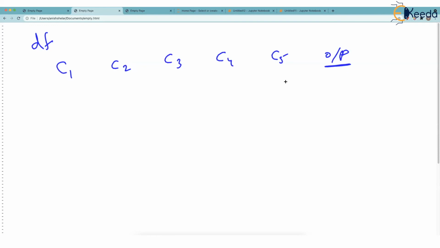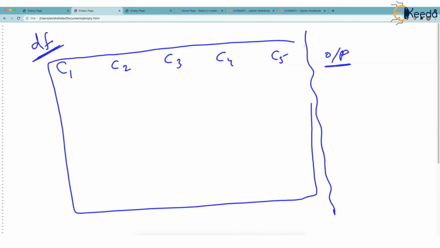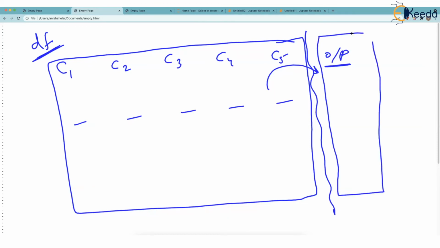Now, for any machine learning algorithm, given a data frame, you have to break this data frame such that you create one separate data frame which will contain only these input values. Because they decide the output, isn't it? Depending on these readings, the output is decided. So this you separate out. And then create a new data frame which will contain only one column, the output column.